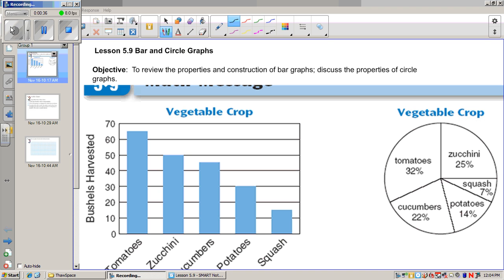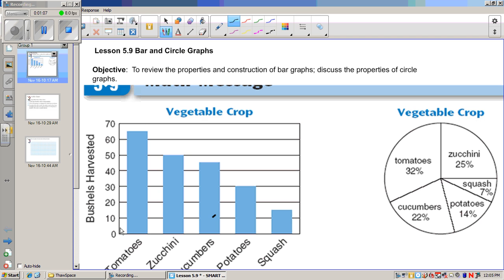Our objective is to review the properties and construction of bar graphs and to discuss the properties of circle graphs. We're not actually going to construct circle graphs, but we will look at bar graphs. As you can see right here, I have two graphs. I have a bar graph on my left, which talks about the tomatoes, zucchini, cucumbers, potatoes, and squash. And on my right, I have tomatoes, zucchini, squash, potatoes, and cucumbers again. They're just laid out differently.